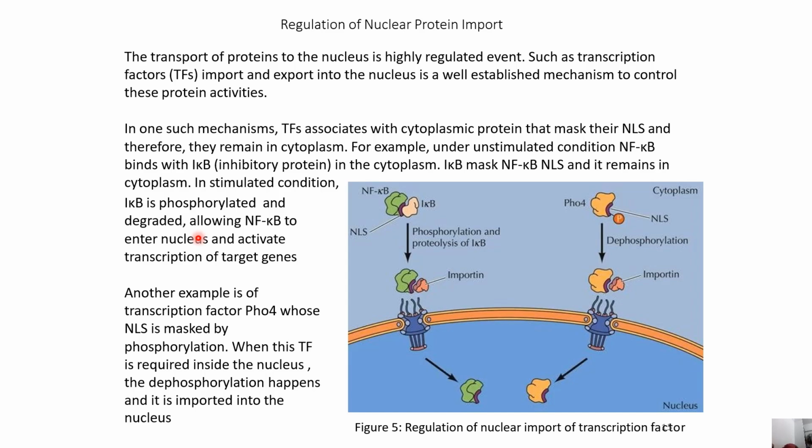For example, under unstimulated conditions, NF-kappa B binds with the I-kappa B inhibitory protein in the cytoplasm. I-kappa B masks the NF-kappa B NLS and it remains in the cytoplasm. In stimulated conditions, I-kappa B is phosphorylated and degraded, allowing NF-kappa B to enter the nucleus and activate transcription of target genes. Another example is the transcription factor PHO4, whose NLS is masked by phosphorylation. When this transcription factor is required inside the nucleus, dephosphorylation happens and it is imported into the nucleus.